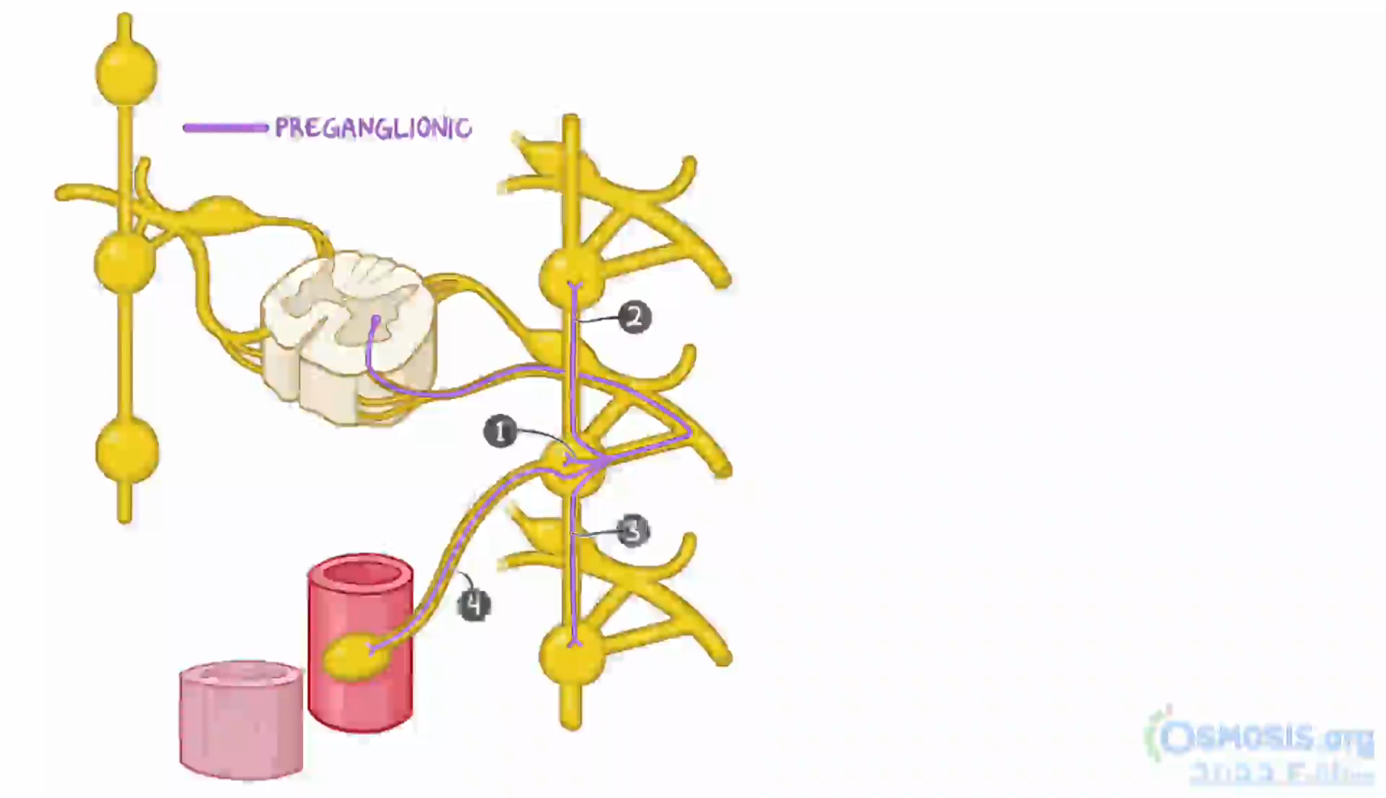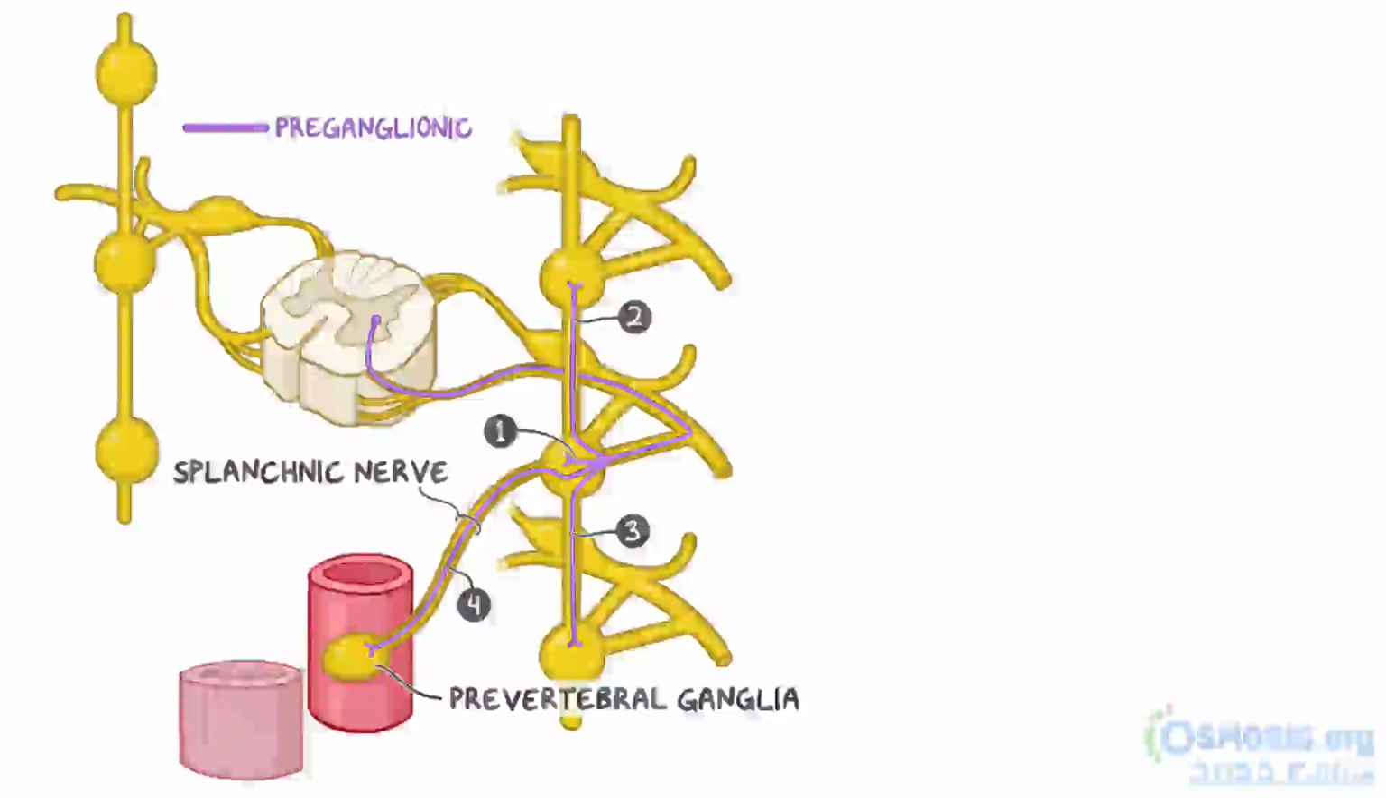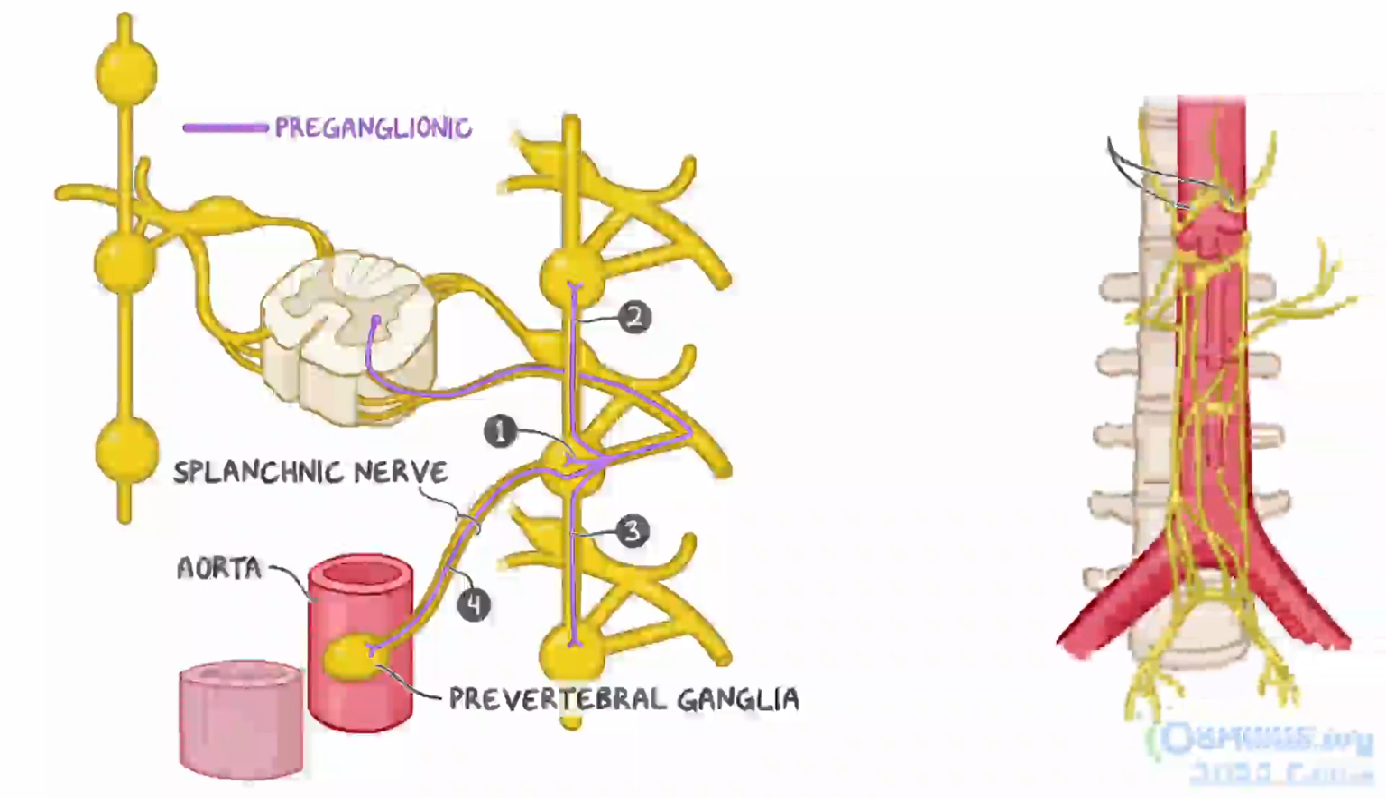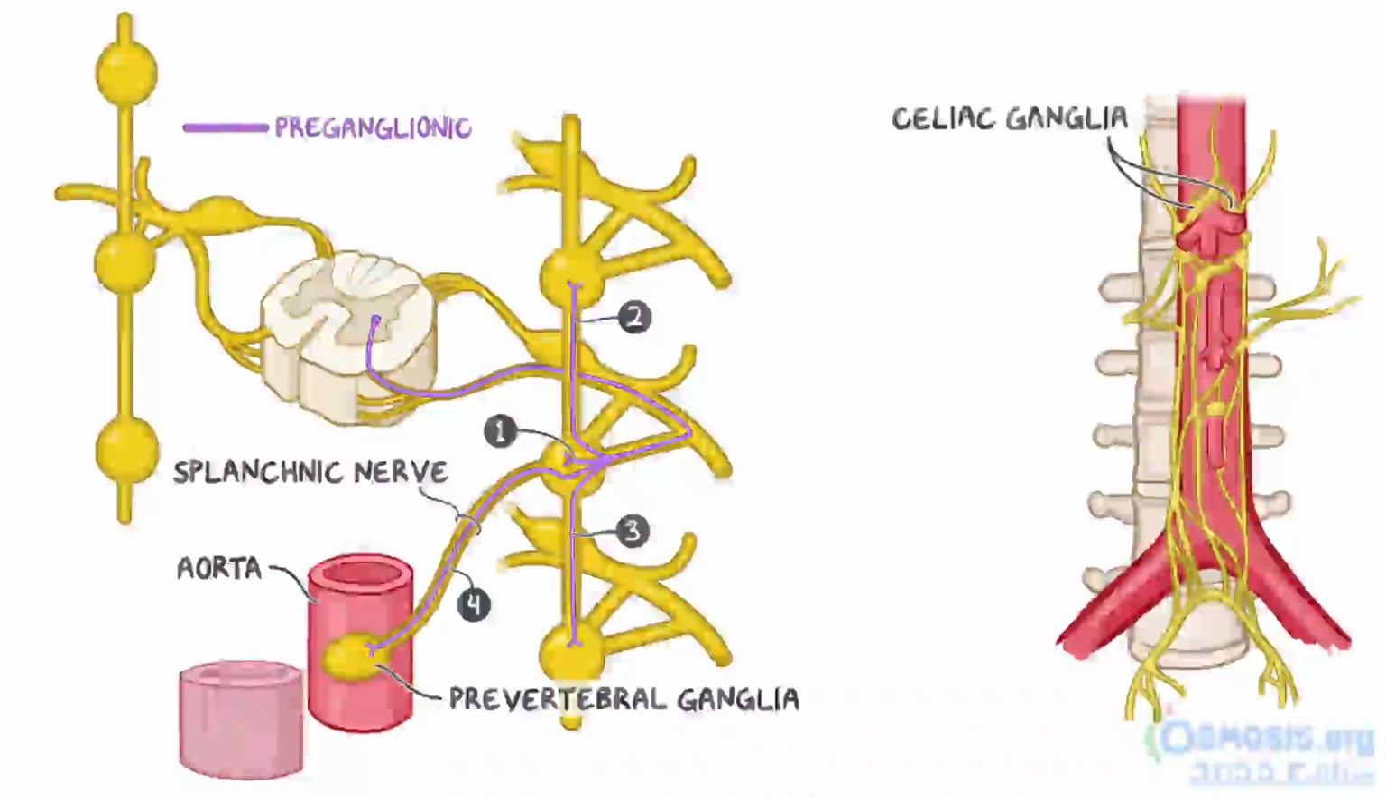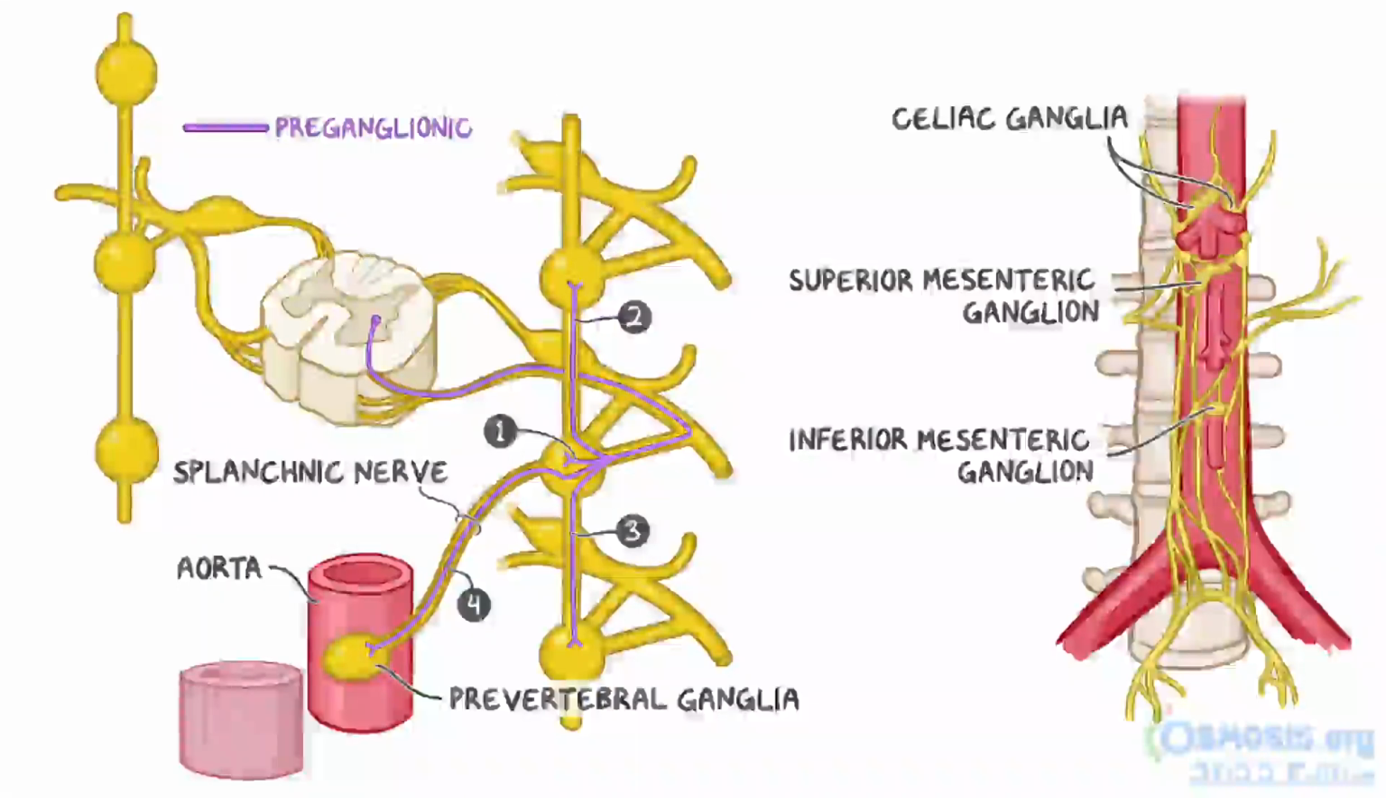Fourth, and finally, the preganglionic fibers can pass through the paravertebral ganglia without synapsing, and instead, they continue via splanchnic nerves to one of a number of prevertebral ganglia located anterior to the aorta and synapse there. These ganglia are named according to the main aortic branch that they're positioned near. The most superior are the paired celiac ganglia, found around the celiac trunk. Just below are one or more superior mesenteric ganglia, followed by the inferior mesenteric ganglion.